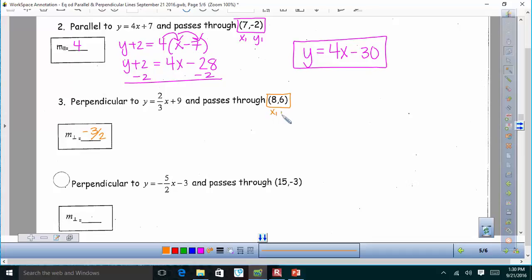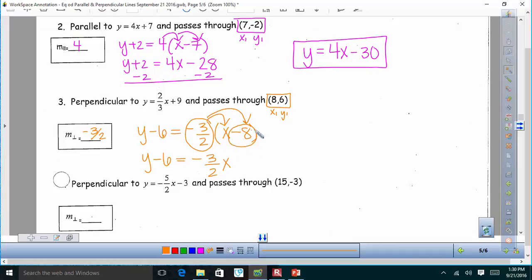Hold on. I forgot to label. Okay. It would be what? Y minus 6 equals -3/2. Very good. X minus 8. Okay, from there, what would we need to do to solve? Distribute the -3/2. So I'm going to bring down y minus 6 equals -3/2 times x is -3/2x. And then we're doing -3/2 times a -8.